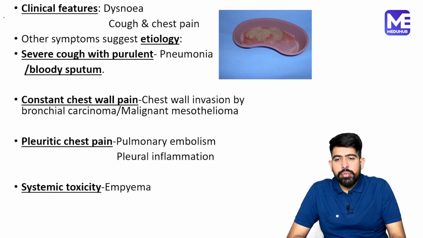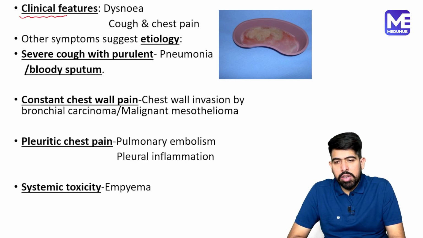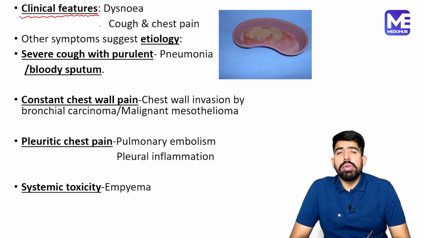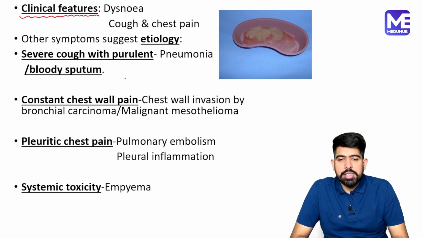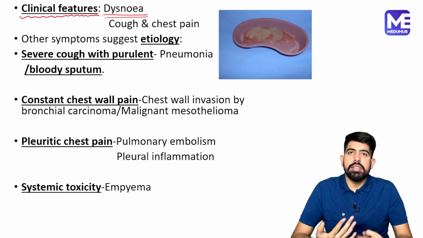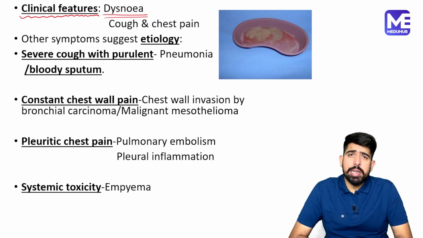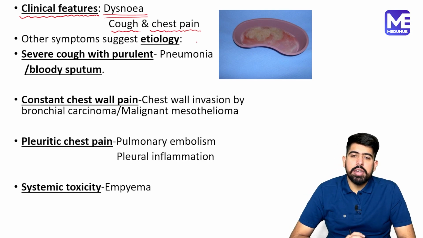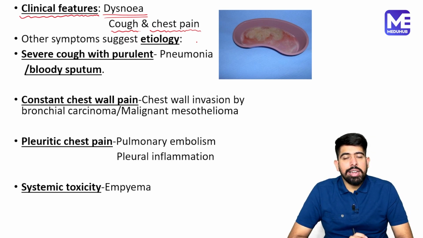effusion, right? Now if we talk about the clinical features of pleural effusion, what will be seen with this? The first thing seen is dyspnea. As you already know, dyspnea means difficulty in breathing. With this, we are seeing cough and chest pain. So there will be dyspnea, and chest pain and cough will be there.